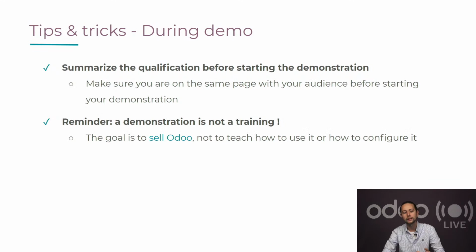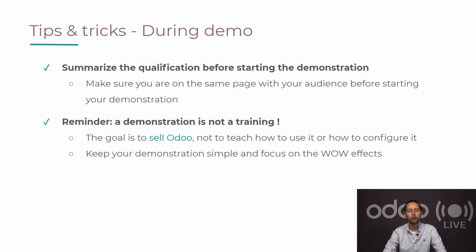So the goal is to sell Odoo and not to teach. Keep that in mind, because otherwise you risk to go into training sessions rather than presentation and demonstration sessions. All right? That's not our goal. For that, there's webinars, there's documentations, there's the functional video on the Odoo Academy, and in general, that does not belong to the tasks that we have to handle, okay?